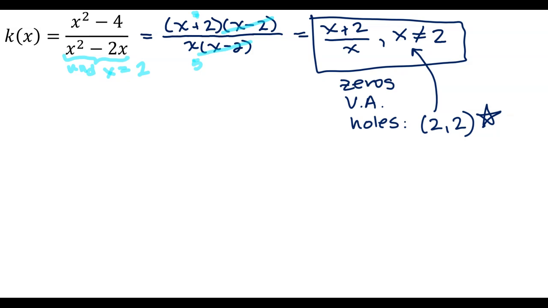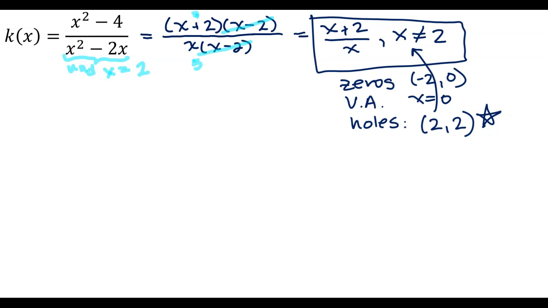I try always to look for the hole first because it will hopefully remind me to not include x equals 2 as an x-intercept or a vertical asymptote. It is neither of those. It is actually a hole in the graph. So now that we've got this simplified version, we can use it to get our zeros and vertical asymptotes. To get zeros, we want to know when does the top equal 0, and that happens if x is negative 2. So we have one x-intercept at negative 2. For vertical asymptotes, we want to know when the bottom is 0, and that happens if x equals 0.